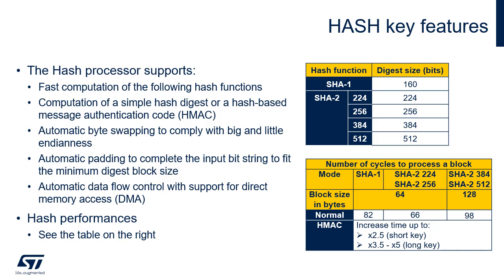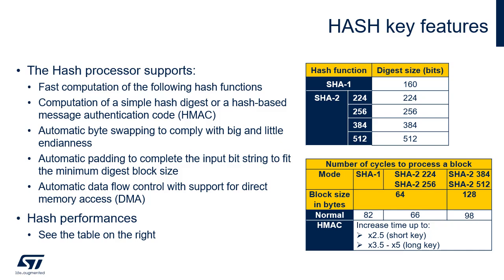The processor supports bit, byte and half-word swapping. It also supports automatic padding of input data for block alignment. The hash processor can be used in conjunction with the DMA for automatic feeding of data. The time it takes to process a single block of data depends on the chosen algorithms. The bottom table summarizes the time required to process an intermediate block for each mode of operation.